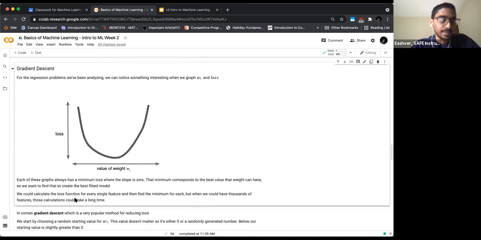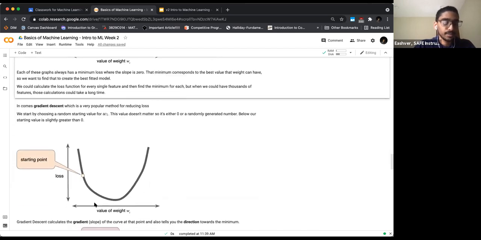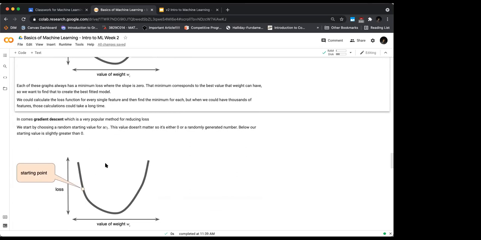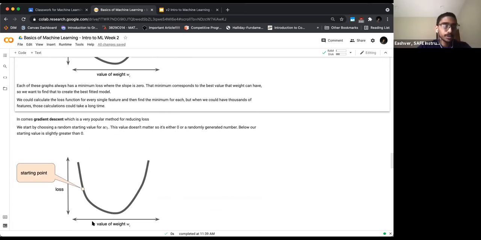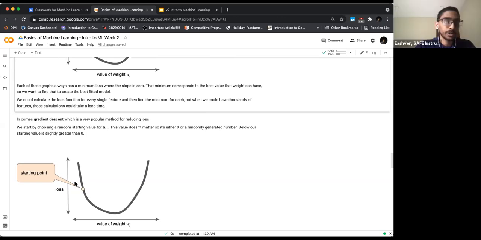And so the idea here is that gradient descent is a very popular method for reducing loss. We start by choosing a random value for W1. So this could be 0, it could be any randomly generated number. It's just a randomly generated weight. So this is our figure here. We just randomly choose one, and this is a starting point. We chose something slightly greater than 0. So we start here, right?